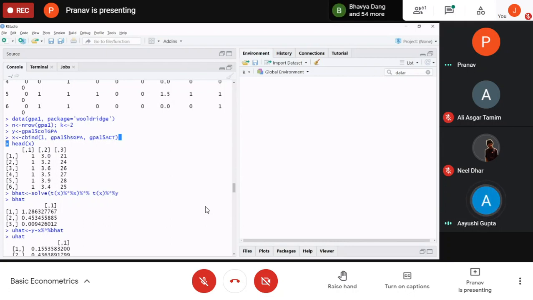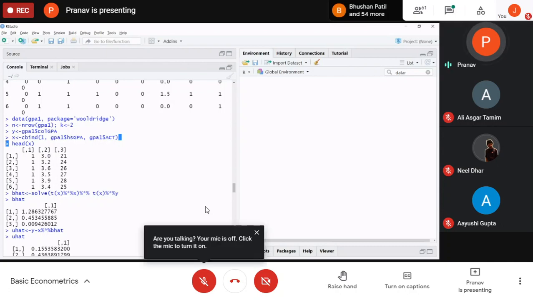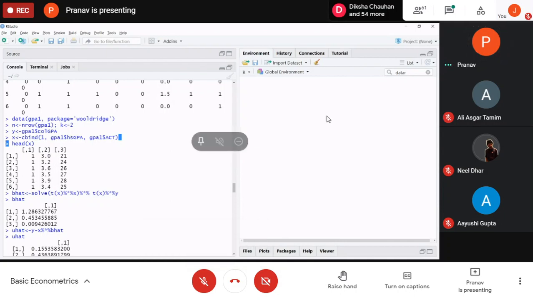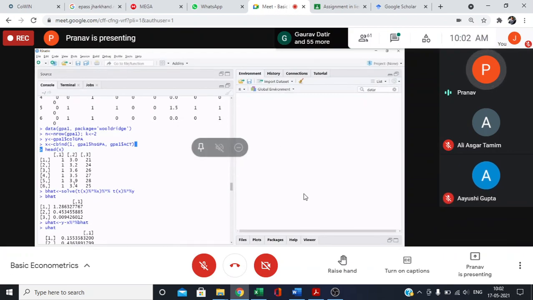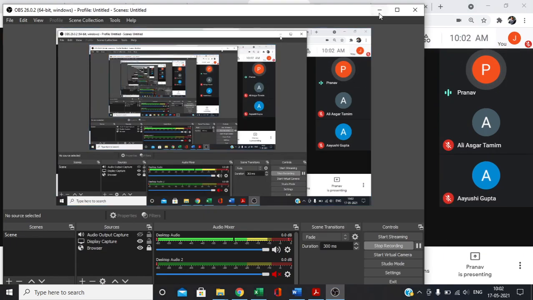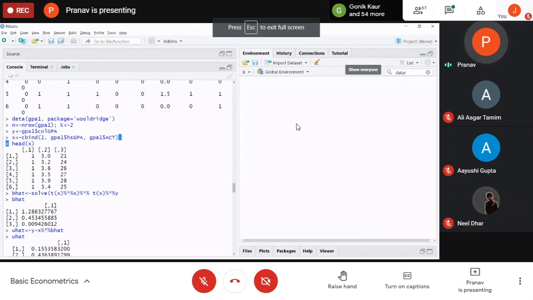Sir, could you just repeat it once again? Yeah. What is my B hat? What is the OLS estimator formula? What did we see? That was X transpose X inverse X transpose Y, right? Yes, sir. You have this X, so you first transposed it, that is written by T of X. So T of X is X transpose. Now this gets multiplied by X, so that's why I have used this symbol. This is a function which performs the operation of multiplication of matrices or vectors.